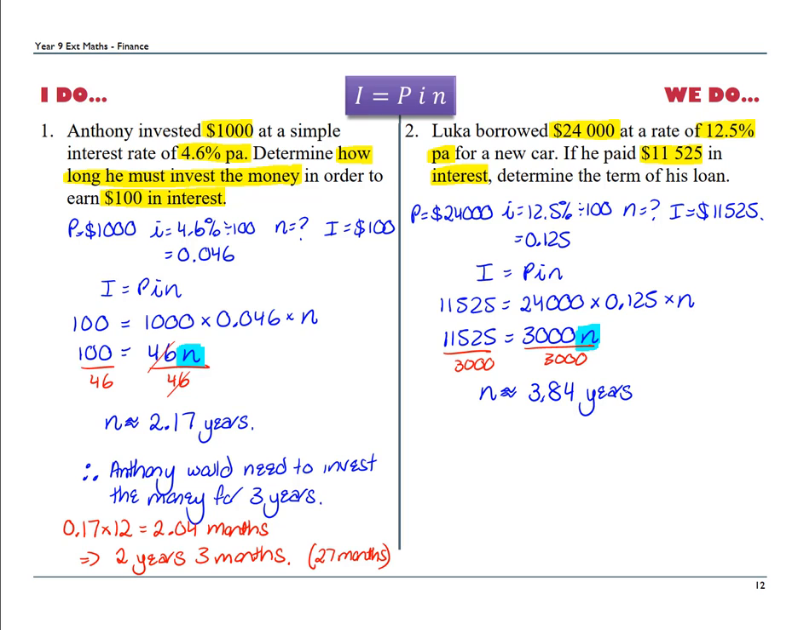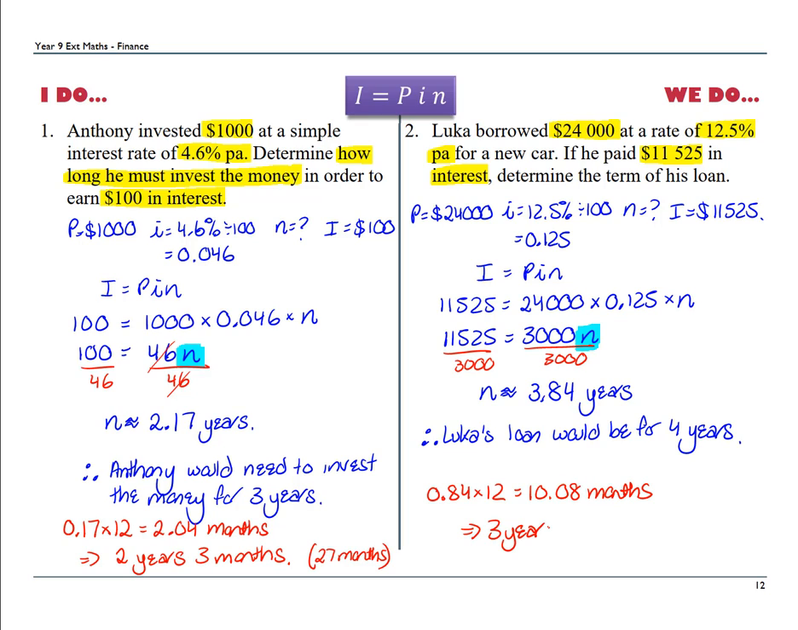Okay, if we were going to years, because it is per annum, we'd have to round up to 4 years. Now, if we could go to the nearest month, it would be 0.84 times by 12 to get that decimal into months, and that is 10.08 months. So we could go 3 years and 11 months. Again, we still need to round up. Otherwise, we won't have the full amount.